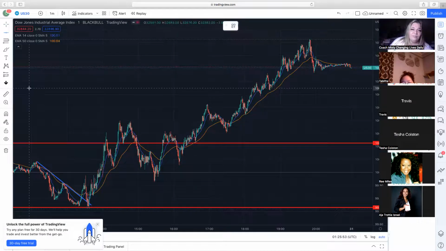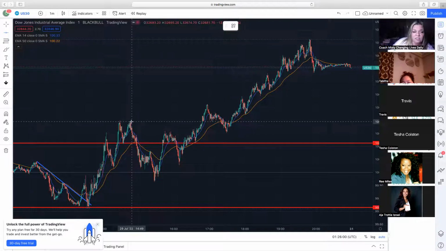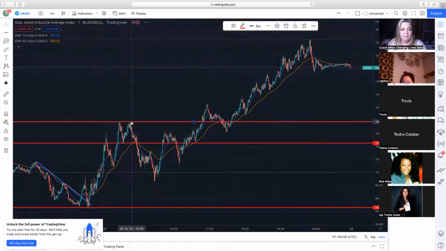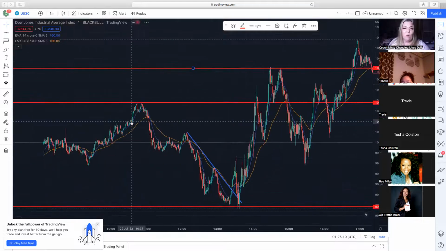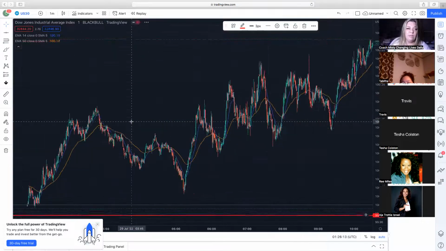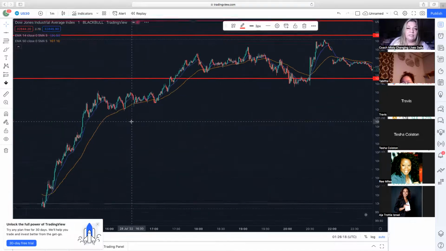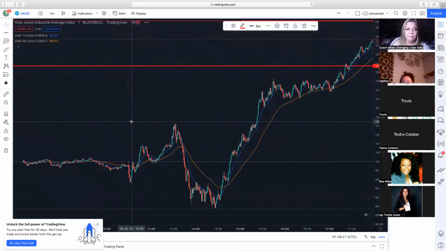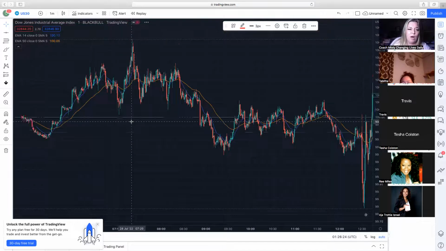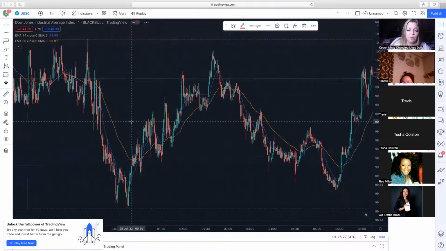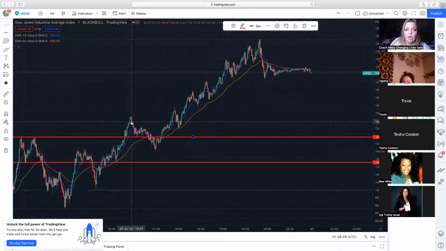Now, however, I've done this for so long that I know that if there is an area like this where it has been resistance 3 times, you may have to scroll back a while, but I can guarantee you at some point, this line that I just drew is going to be support somewhere. It's going to be support somewhere. Okay.